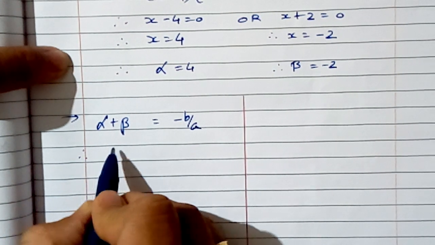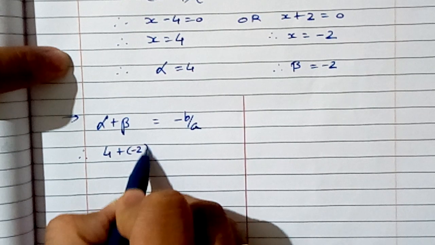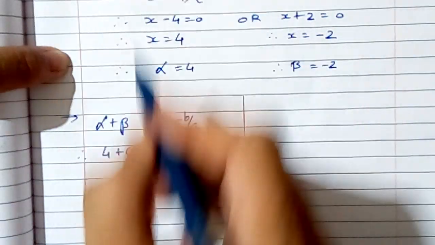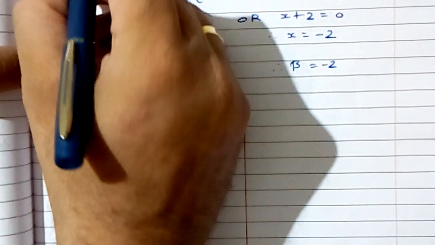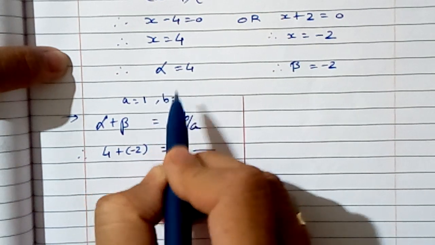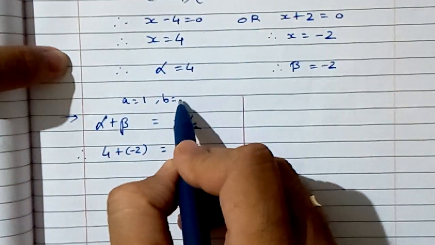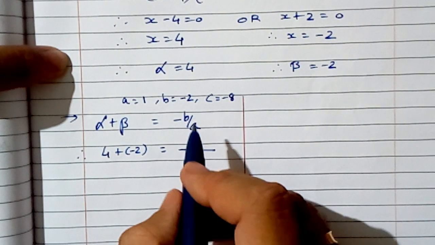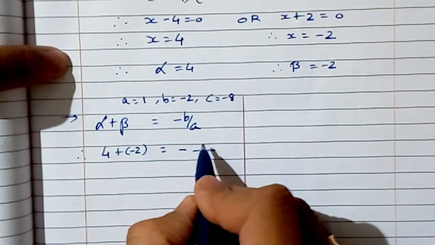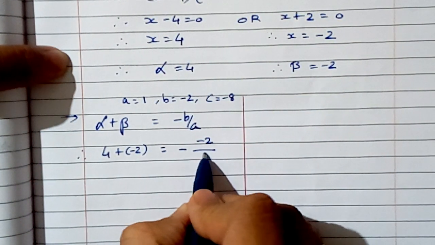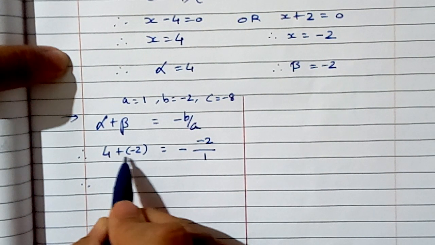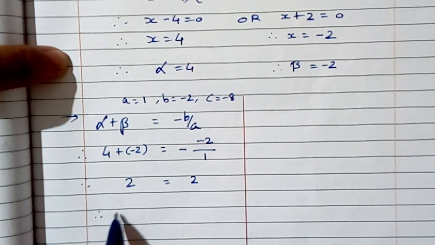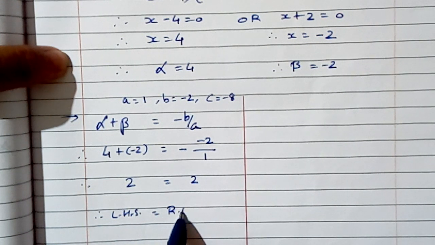Therefore, on the left side we are taking addition, 4 plus minus 2 equal to, here on the right side we are taking minus b. Here you can understand what is your a, 1, what is your b, coefficient of x, minus 2, and what is your c itself, minus 8. So here minus b, b you have taken minus 2 upon a, 1. Here on the left side you are getting 4 plus minus 2, 4 minus 2 is 2, same here 2. Therefore LHS equal to RHS.